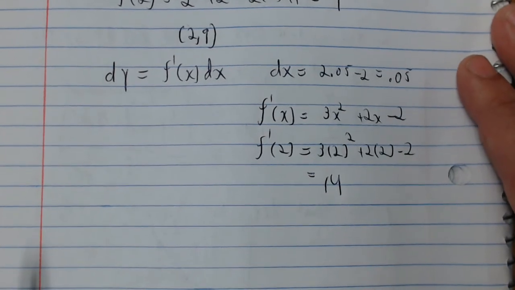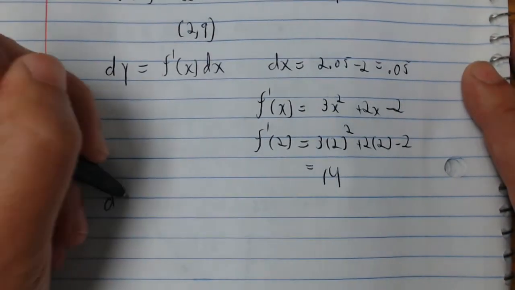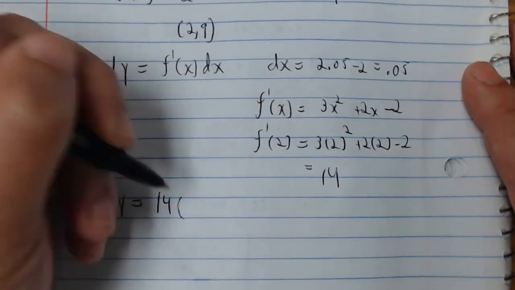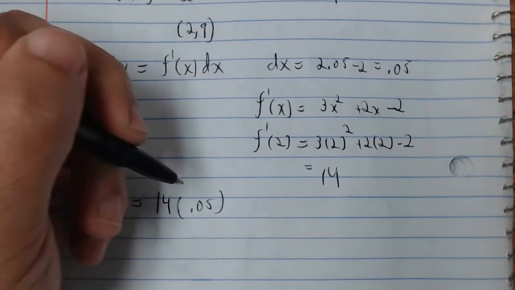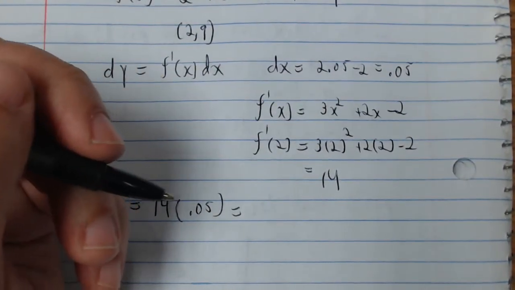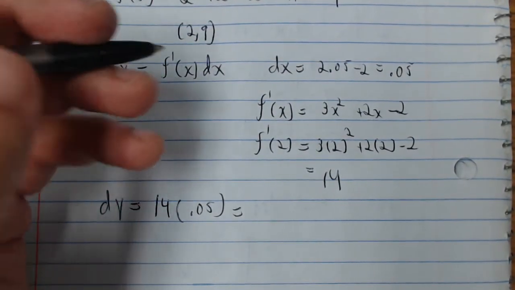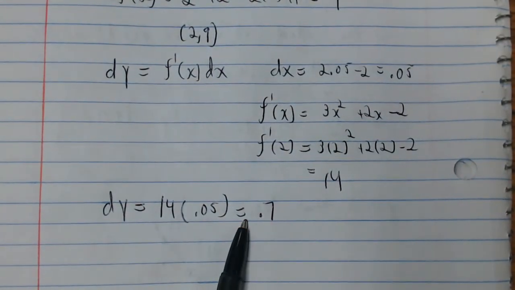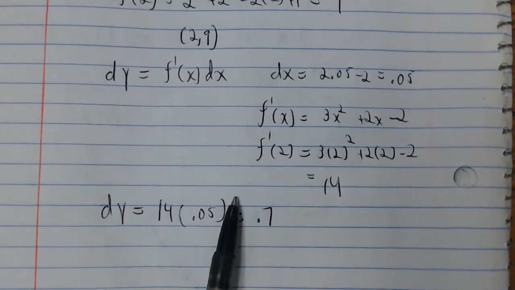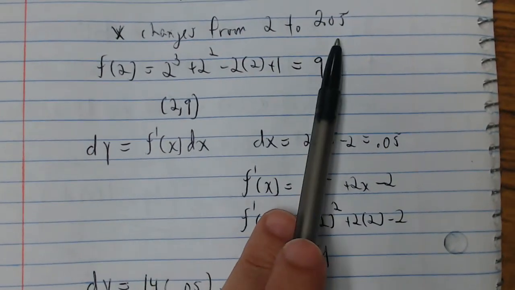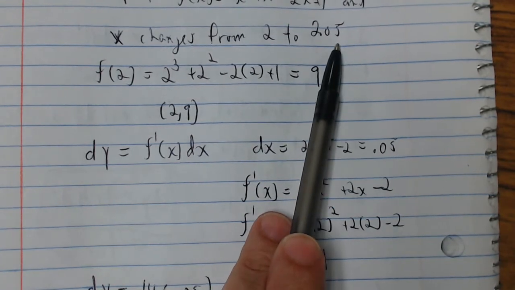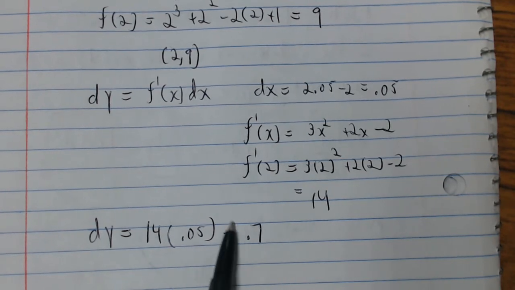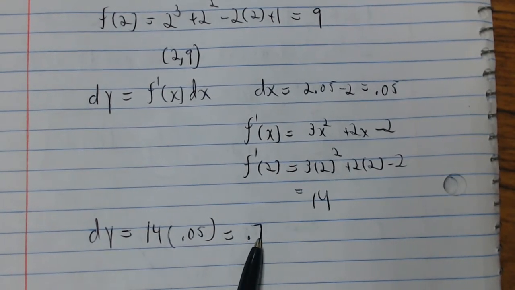So here's what we're claiming. Using differentials, what's dy going to equal? dy will be 14 times 0.05. And 14 times 0.05 gives us 0.7. So what is this saying? What is this differential saying? If we move a distance of 0.05 away from 2, if we move 0.05 to the right, then my graph, or f of x, will roughly, the y value will increase by an amount of 0.7.